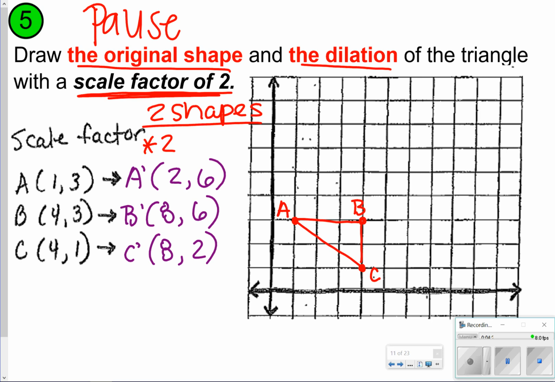A prime should be at 2, 6 because you multiplied 1 times 2 and 3 times 2. B prime should be 8, 6 because you multiplied both 4 and 3 by 2. And C prime should be 8, 2 because you multiplied 4 and 1. Once you're done plotting your points, your figure should be 2 times as large and still be a similar figure as the one before. So here's what your 2 things should look like for number 5.